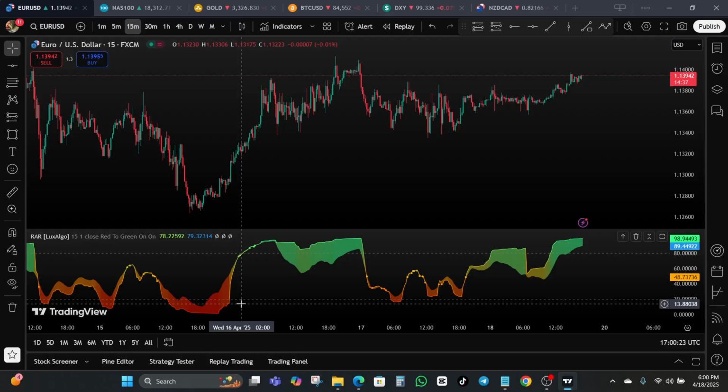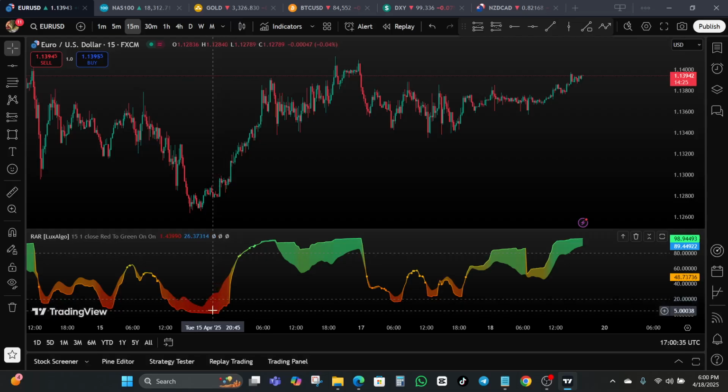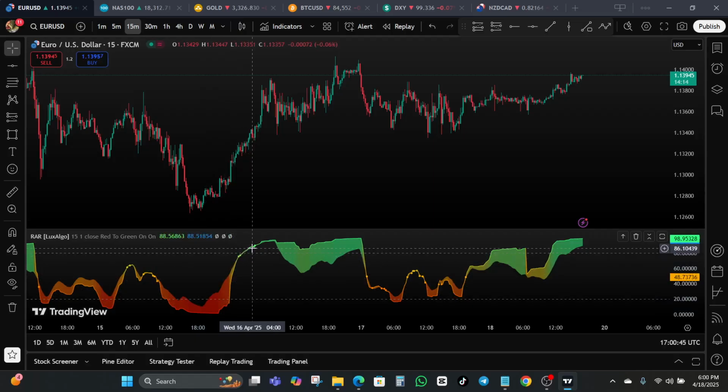The key to using this indicator effectively is to pay attention to how the price interacts with the colored zones. All right. So for a buy entry, a potential buy entry occurs when the Rainbow RSI moves from the red or the yellow zone into the green zone, indicating that the momentum is shifting upwards.